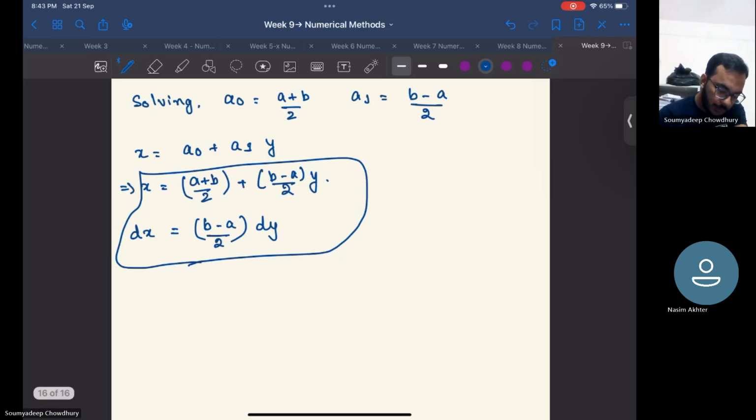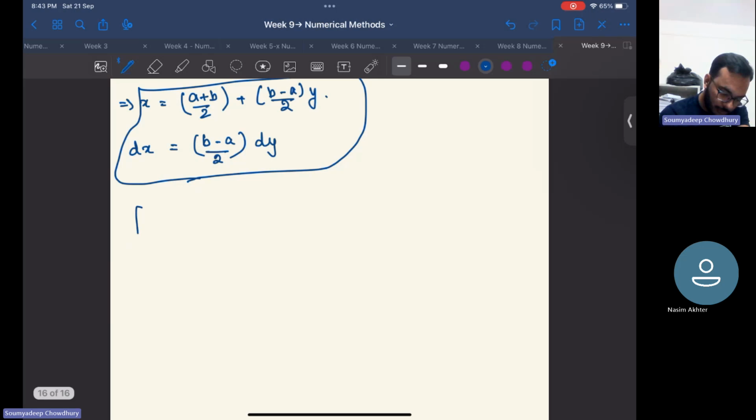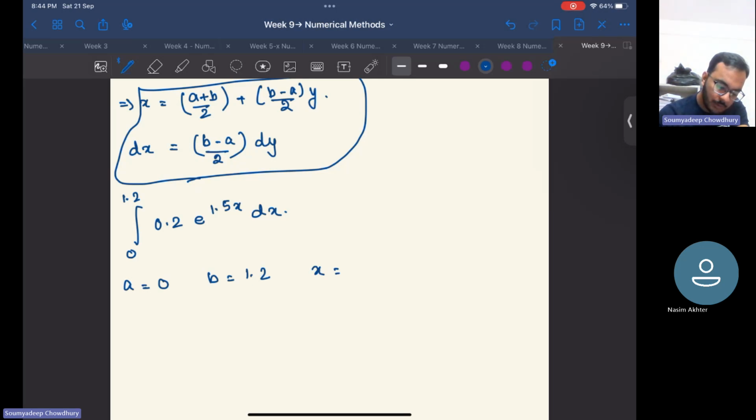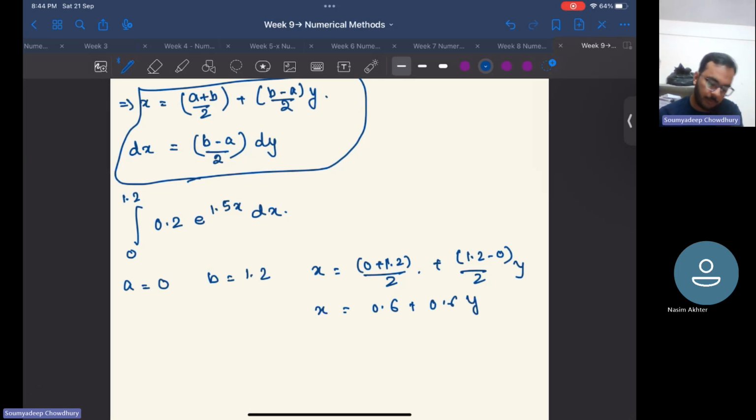So now, how to use this, right? Your question was 0 to 1.2. So here a is 0 and b is 1.2. So x will be 0 plus 1.2 by 2, plus 1.2 minus 0 by 2 times y. So it is 0.6 plus 0.6y. So basically in place of x we have to replace this, and dx will be 0.6 dy.